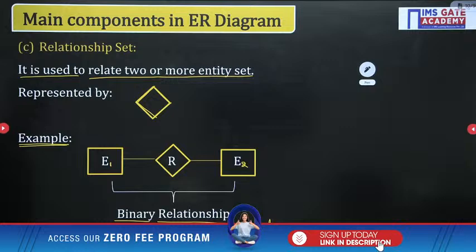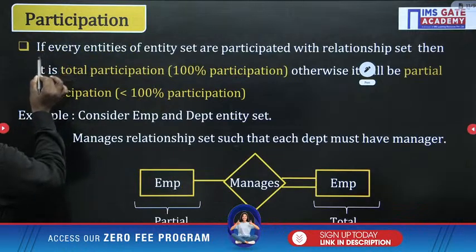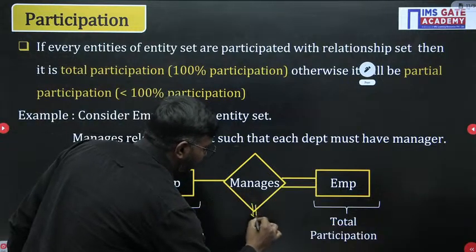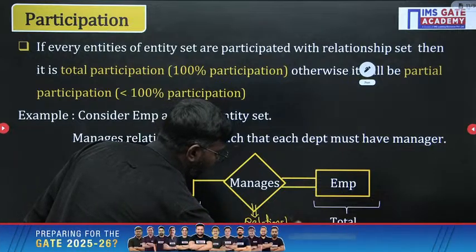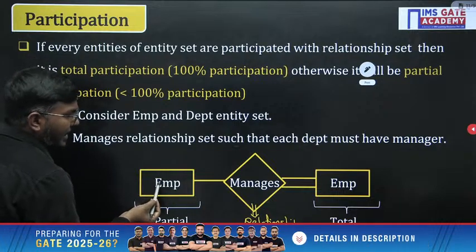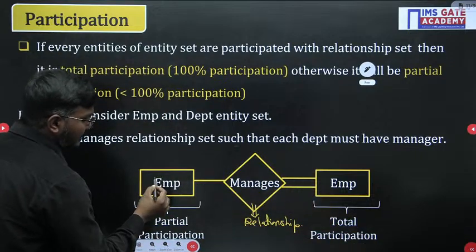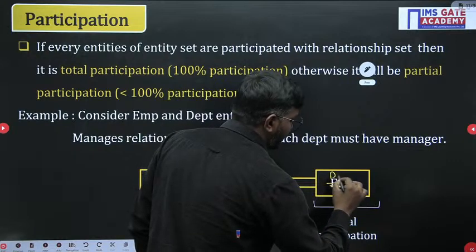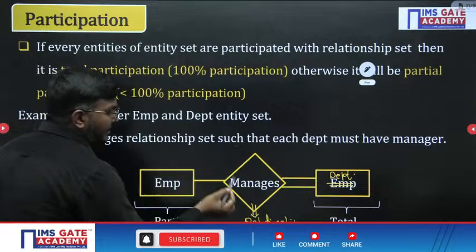Fine. Now see here. Now next is our participation. Participation means, see here, let's assume this manager is nothing but our relationship set. Now see here, both are nothing but our employee. So we can say an employee manages some department. Let's assume here it is a department. So here an employee is managing some departments.